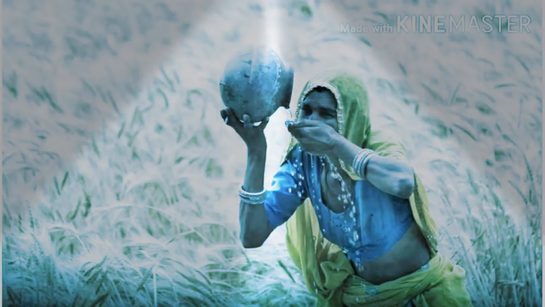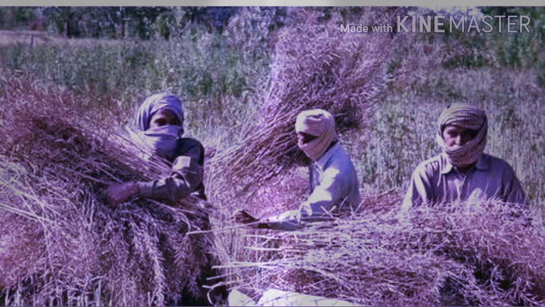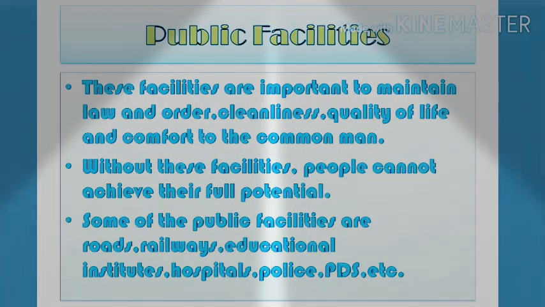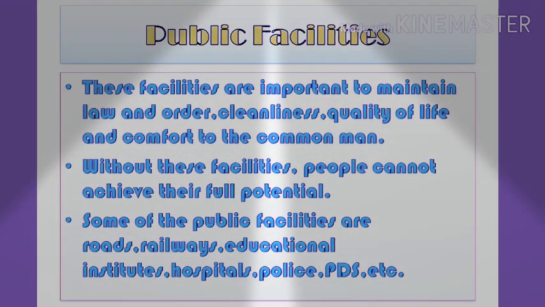Now, children, who will provide you this? You know that we need hospitals, we need schools, we need colleges, we need roads, we need electricity, we need power supply, we need water for our domestic use as well as for irrigation. Children, we need food security. So for all this, you require what? You require public facilities. Children, public facilities are very important for you to live a life of comfort, a life of quality.